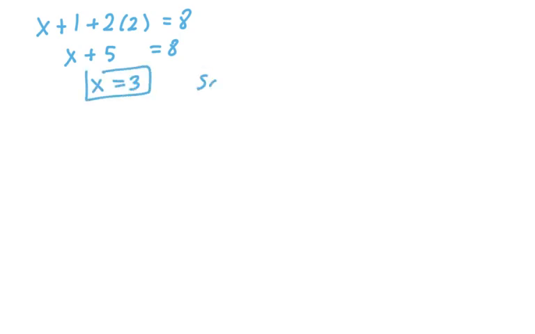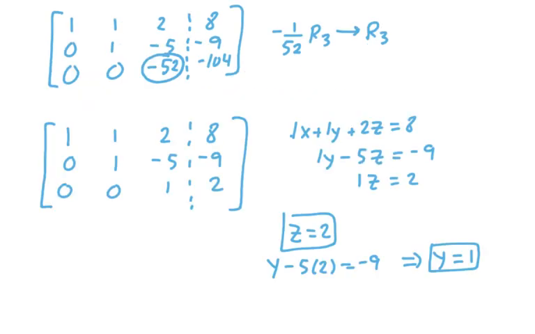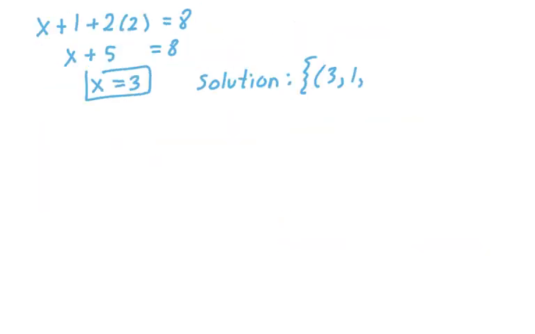And so the solution to this system is the ordered triple (3, 1, 2). So we got 3 for x, y is 1, and then z is 2. So that's the solution to the system for example 1. Okay, now let's take a look at example 2.